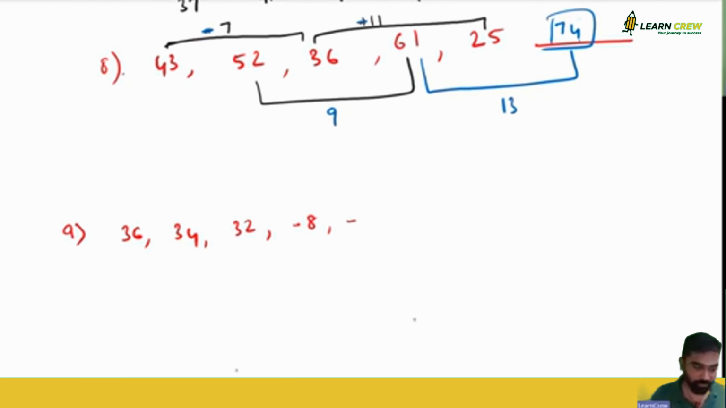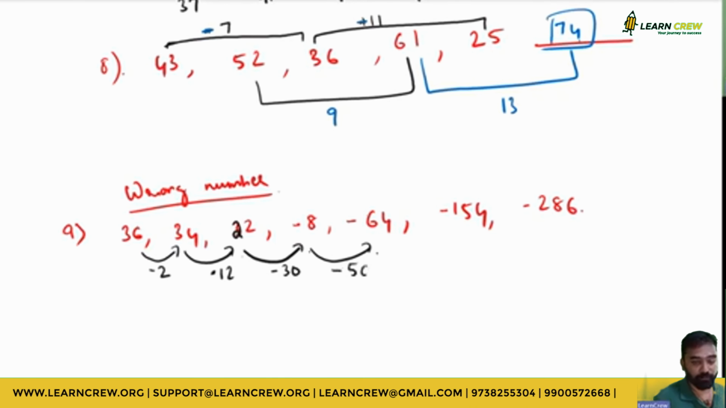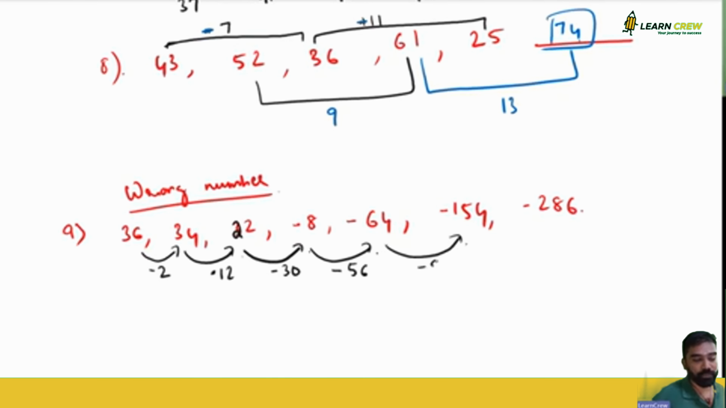Not so long. What's the difference? Minus 2. Here, minus 2. Sorry, this is not 32. This is 22. Okay, sorry, my mistake. Minus 12 is going to be here. So here, things are going to change. Okay. This one, minus 24. Minus 30. Okay, next one. Minus 56. This one, 80. Minus 90. Okay. Next one, minus 132.